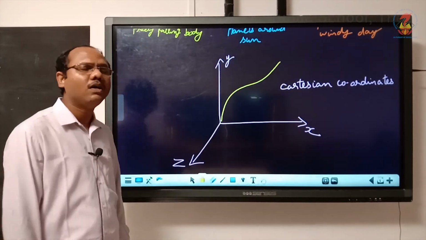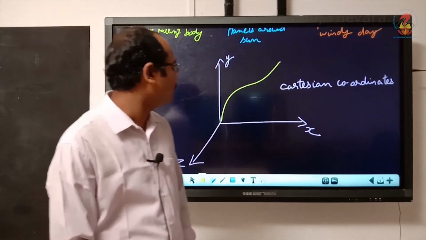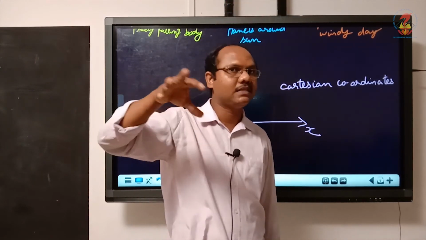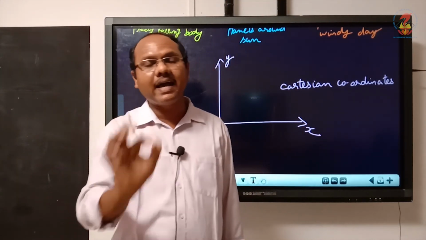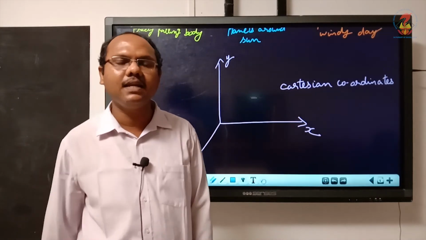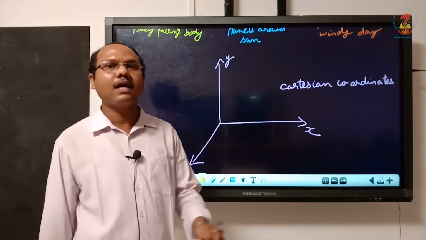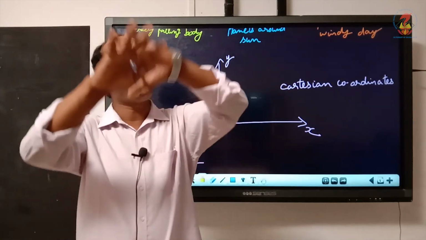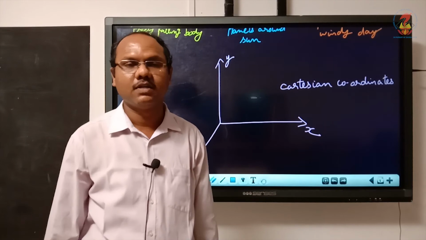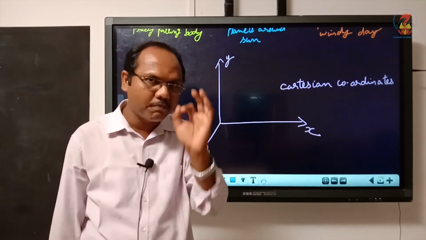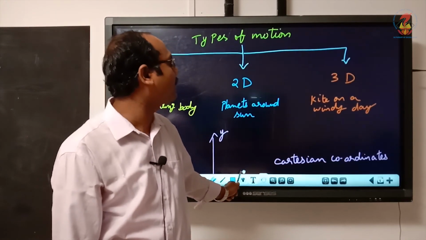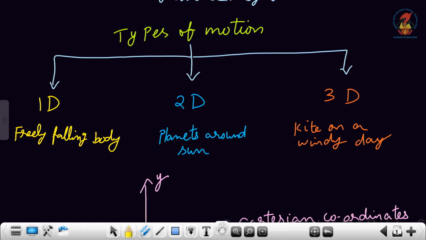And the third one, all the three coordinate axis changes with time. That means a butterfly moving in space. Have you ever seen a butterfly flying in a straight line? Butterfly cannot fly in a straight line. It will move only in a zigzag manner, achieving all the coordinate systems in space. So butterfly moving in a space is a best example for three-dimensional motion. Or you can say the kite moving on a windy day. That is also an example for three-dimensional motion.